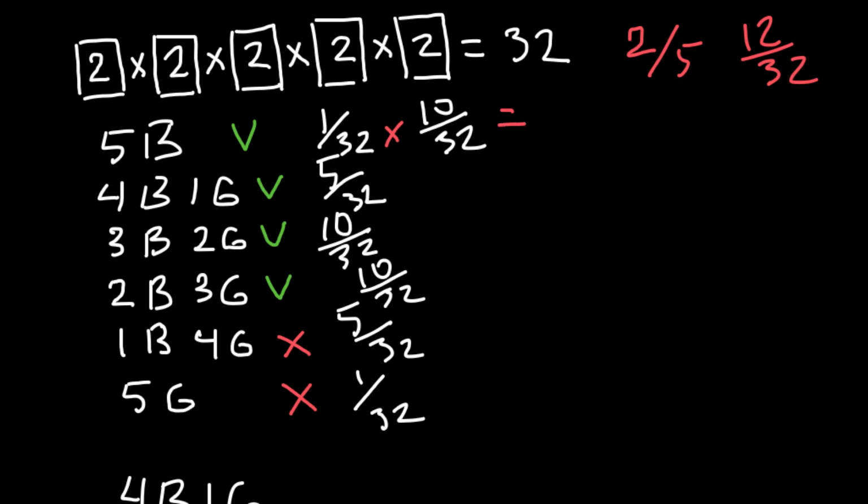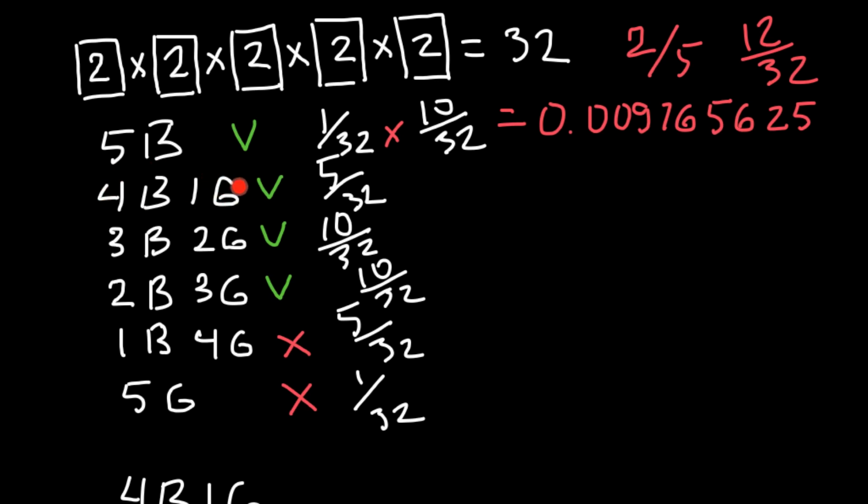And the answer would be, we have to divide 1 by 32, then 10 by 32, and multiply these two decimal numbers. And the answer here would be 0.00975625.